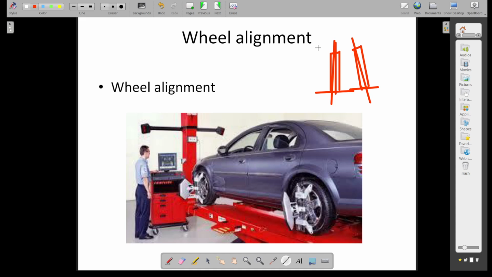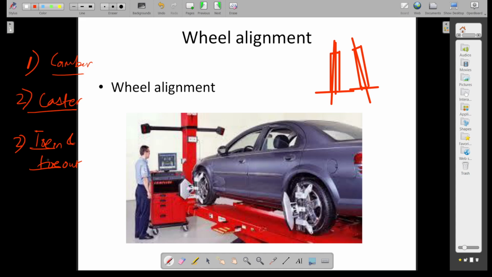So how is the wheel alignment done? Wheel alignment depends upon camber. Just remember, when I say you are going for wheel alignment, you are going for the camber adjustment, the caster angles, and toe in and toe out. So I am adjusting these parameters: the camber parameter, the caster parameter, and the toe in and toe out parameter.